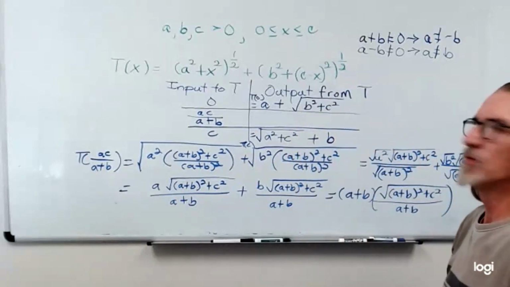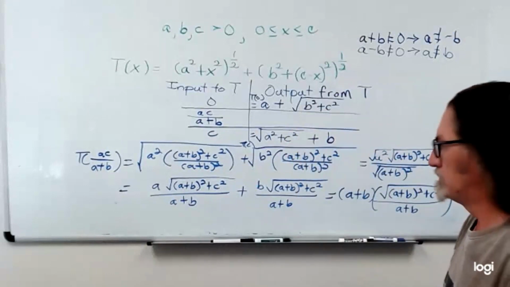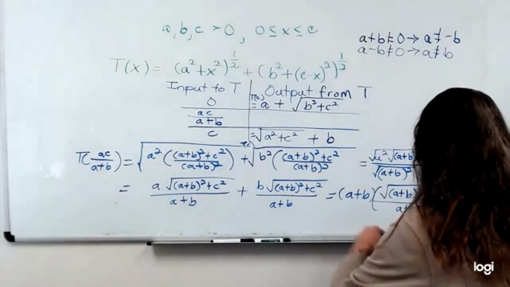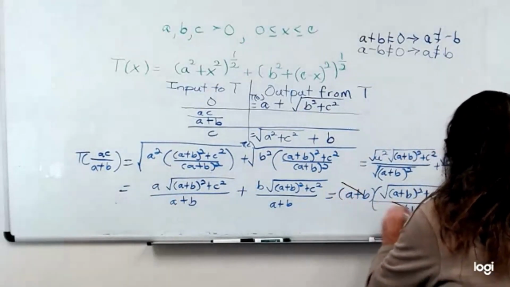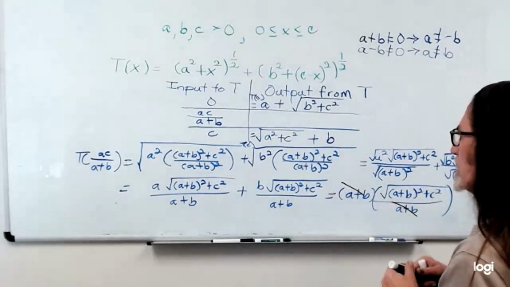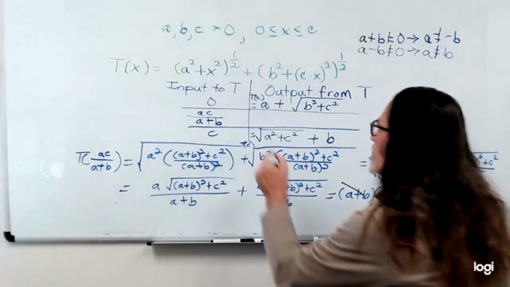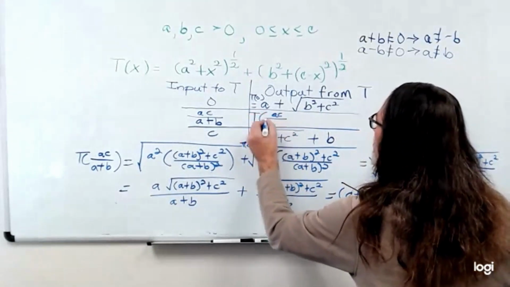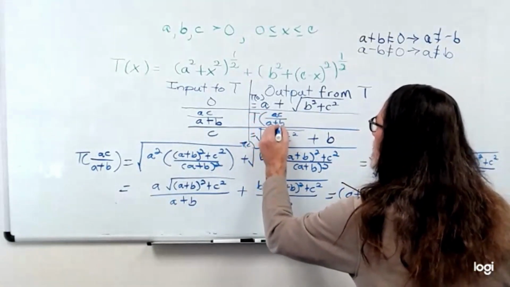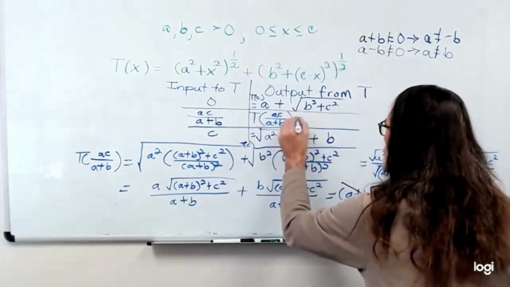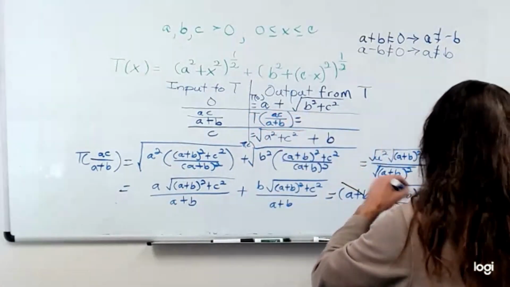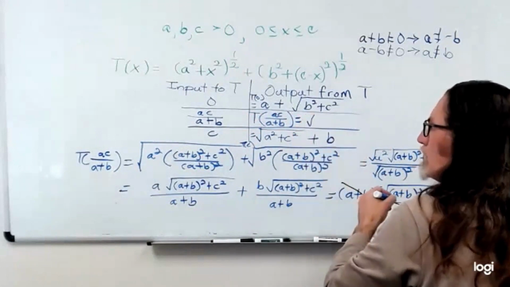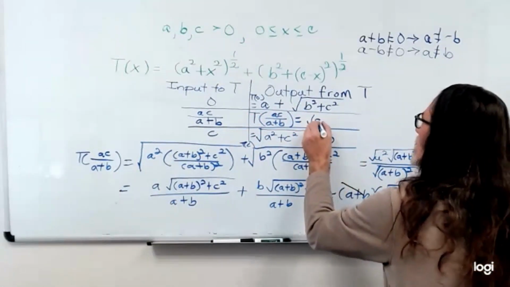Remember, we'd already mentioned that a plus b could not equal 0. These are going to cancel out. And we are just left with the value of the original function t at the critical value of x is this.